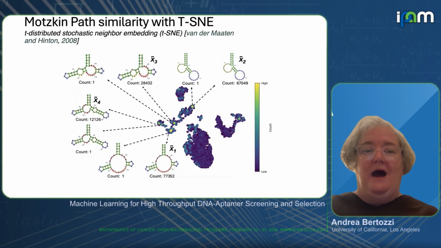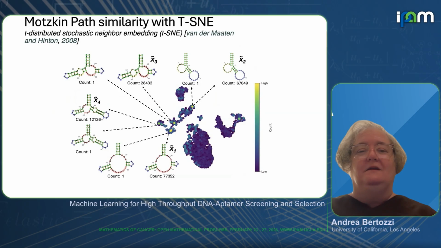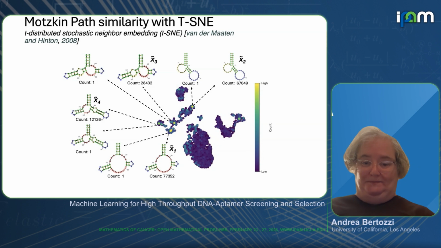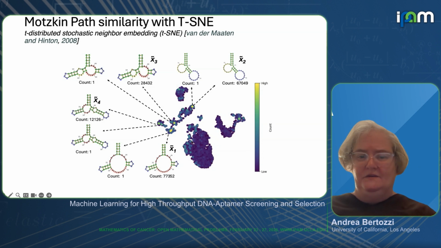With the Motzkin path, what we can do is take those feature vectors and look at the t-SNE embedding. Not everyone here may know what a t-SNE embedding is. It's a t-distributed stochastic neighbor embedding, and it gives us a two-dimensional mapping of all of these nucleotides. So here they are in our two-dimensional space. There are different regions in the two-dimensional space.